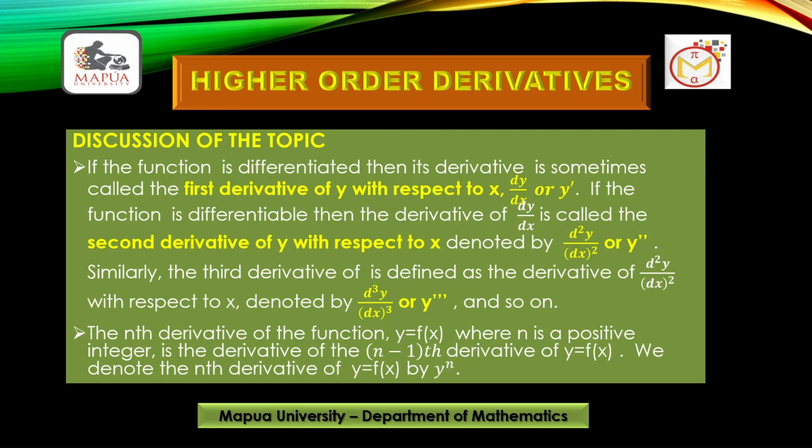And then again, if the second derivative can be differentiated, then the derivative of that second derivative is said to be the third order derivative of the function with respect to x, or y triple prime, and so on. So we call this the higher order derivatives.